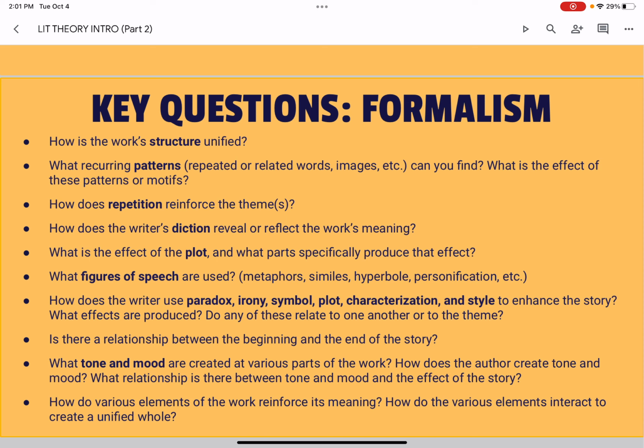And then, how do various elements of the work reinforce the meaning, and how do the various elements interact to create a unified whole? So just how does it all work together to help with your understanding, and to show the author's choices? So again, formalism we've already been doing as English students.